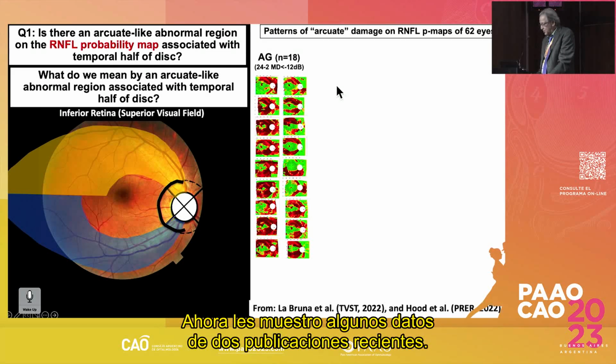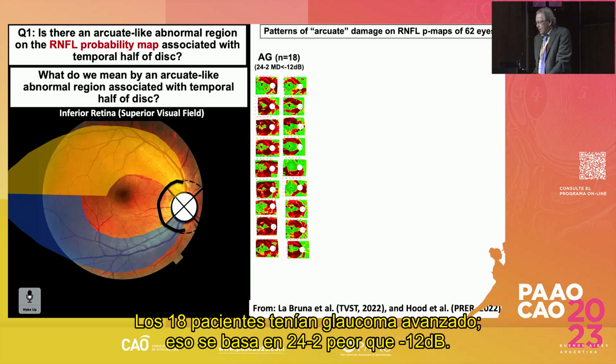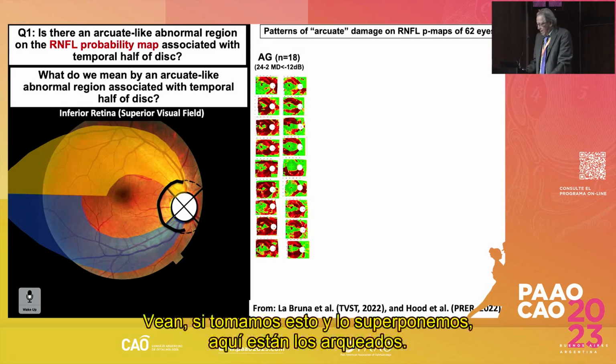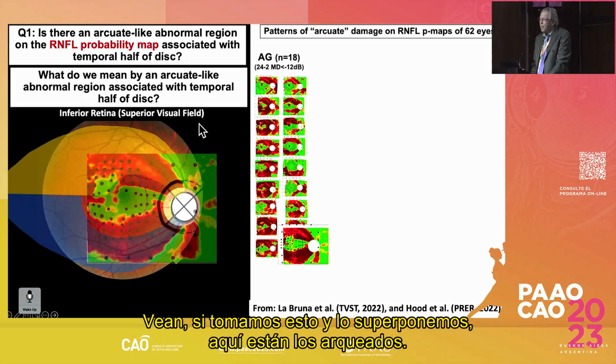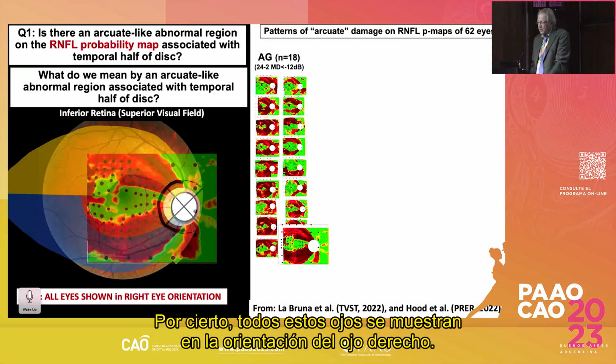And now I'm going to show you some data from 2 recent publications. This had a range of patients with different defects. It had 18 patients that had advanced glaucoma, and that's based on the 24-2 worse than -12 dB. And you can see if you take these and superimpose them, there are the arcuates. You don't need a very fancy test to pick up advanced glaucoma. By the way, all these eyes are shown in right eye orientation.